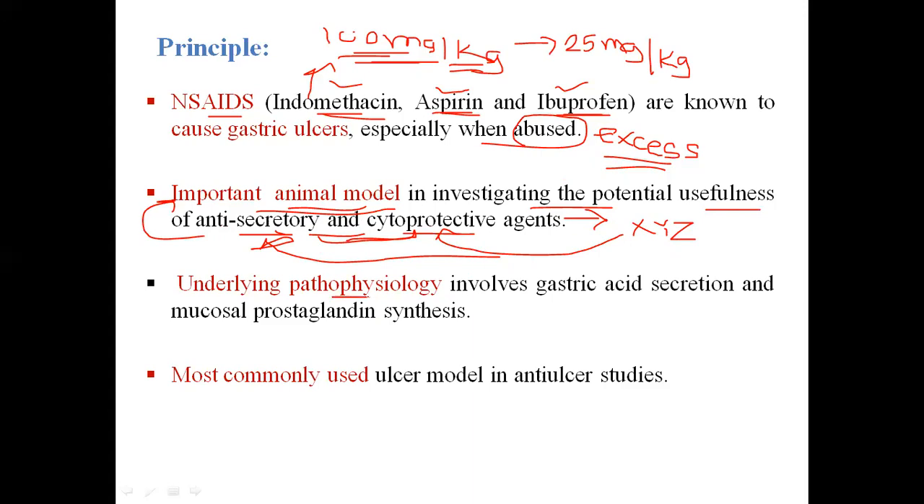The underlying pathophysiology involves gastric acid secretion and mucosal prostaglandin synthesis. Now see, the underlying pathophysiology of this model is that NSAIDs disturb the gastric acid secretion and the prostaglandin synthesis. That's why they are causing ulceration. We will see prostaglandin and gastric acid secretion in detail. They are the most commonly used animal model for anti-ulcer study. So this is the first part of the principle.